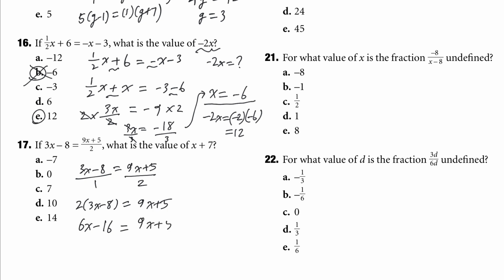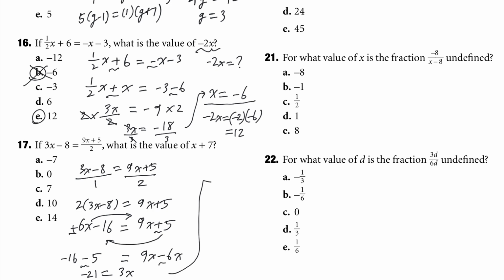9x plus 5. This time I'm going to move all the x's to the right-hand side and all the numbers to the left-hand side. And that's because I want to keep the coefficient on the x positive. So 9x minus 6x, negative 16 minus 5. Again, notice that the signs switched from positive 5 to negative 5, and from positive 6 here to negative 6. Negative 16 minus 5 is negative 21. 9x minus 6x is 3x.